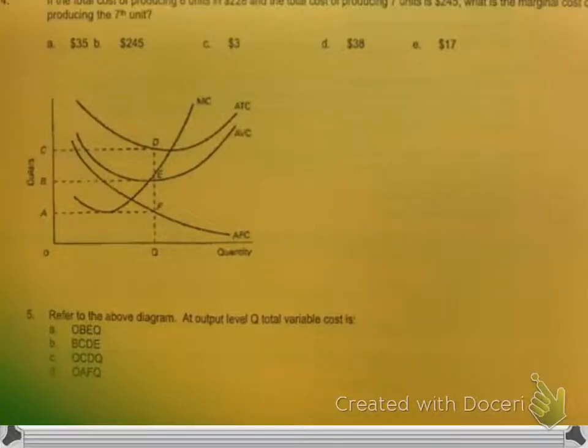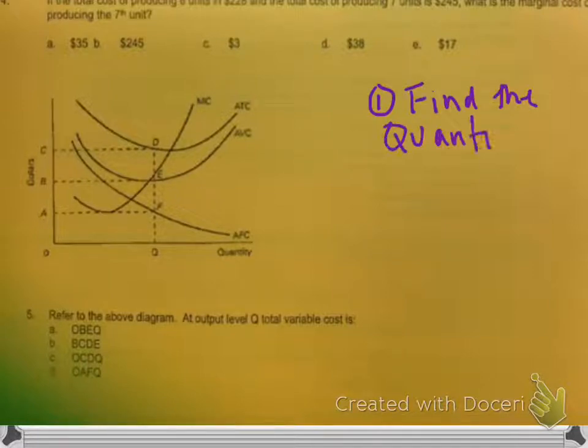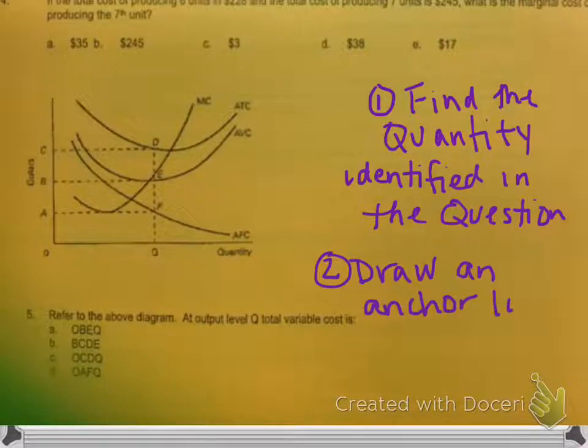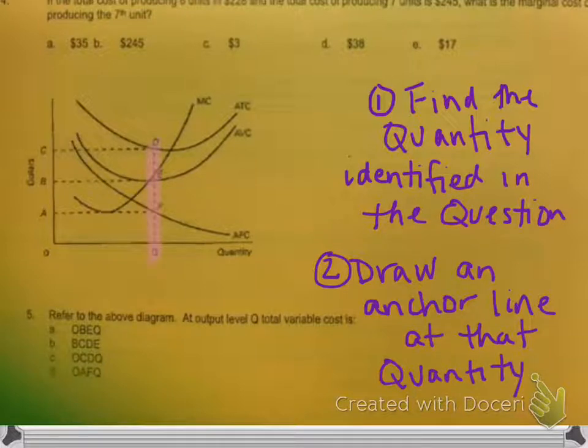So let's start off with number 5. The diagram that you're using with number 5 is this, and this is a variation on lines and boxes. The only problem is that you don't have a MR curve for this problem. Instead, you're given a quantity that you're supposed to use. So really, that becomes your anchor line. The first thing that we're going to do is find the quantity that's identified in the question. And you can see in question 5, it gives you an output at level Q. So that means that we're going to draw our anchor line at quantity Q. So that becomes our anchor line.